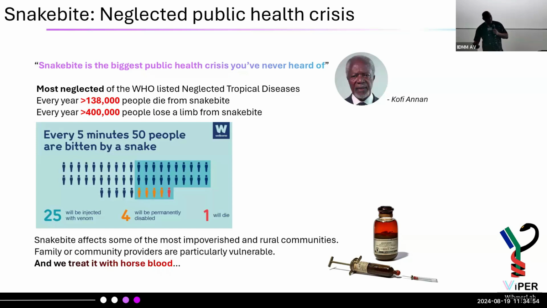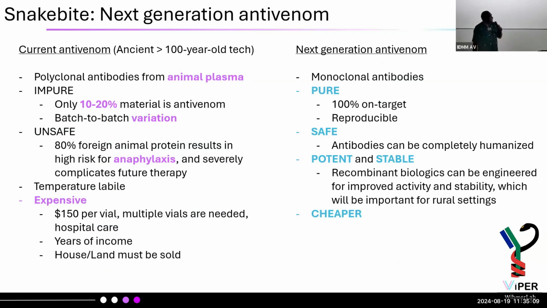And despite all of those data, snakebite is something that we treat essentially with a crude, outdated technology, which is horse blood, right? There are no modern antivenoms for this massive public health crisis in the developing world. Current antivenoms are animal plasma. They're really batch-to-batch variable because they're coming from different horses where the blood is pooled together. Only 10 to 20% of the product is actually active antivenom. The rest is just junk foreign horse protein that essentially sends you into anaphylaxis. So you have to give antivenom in a hospital because the antivenom can kill you.